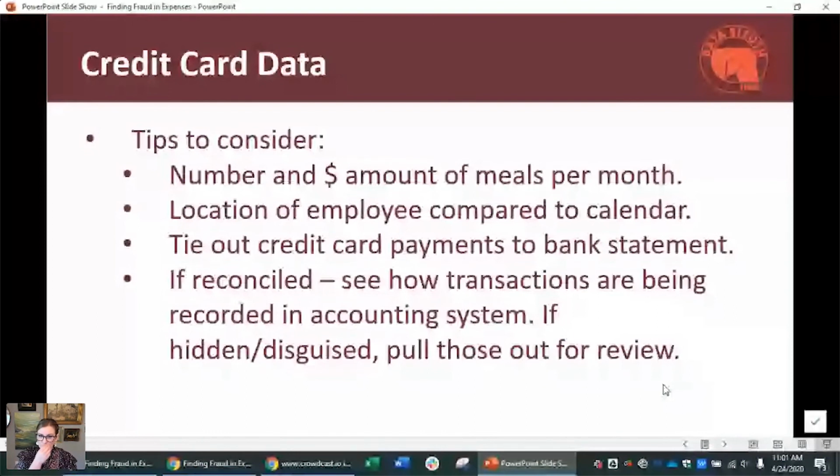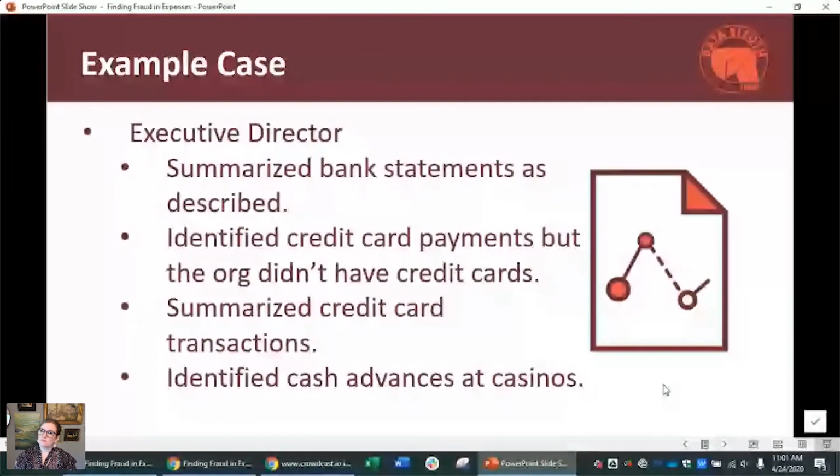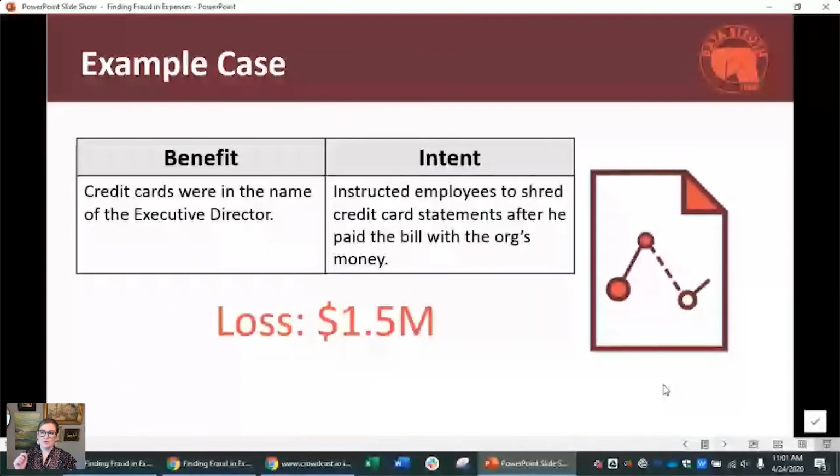So here's one example. We had this executive director of a nonprofit. We summarized the bank statements, and we identified some credit card payments, but the organization didn't have any credit cards. So then one of the employees still had some copies of these credit card statements. And so then we scheduled and summarized the credit card transactions, and we identified tons of cash advances at the casino. And one of the things is that whenever the executive director would pay his personal credit card bills out of the nonprofit, he would hand his statements to his assistant and ask her to shred them. And so that helped with the intent piece.